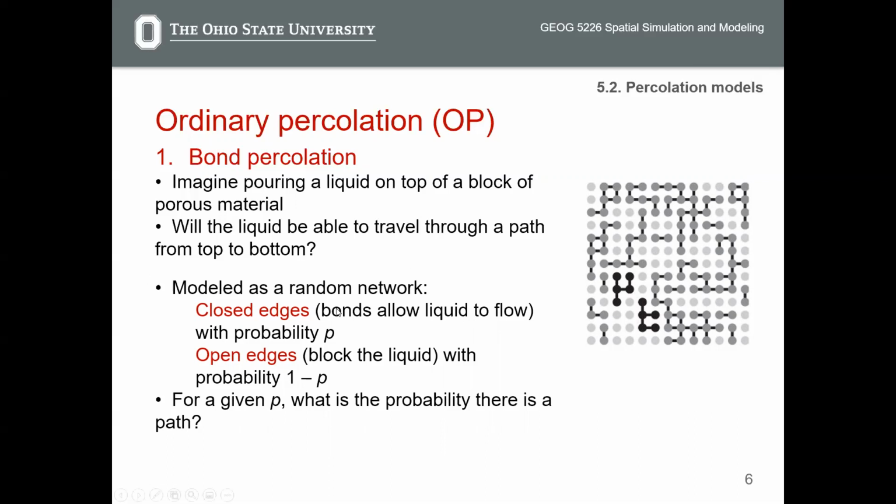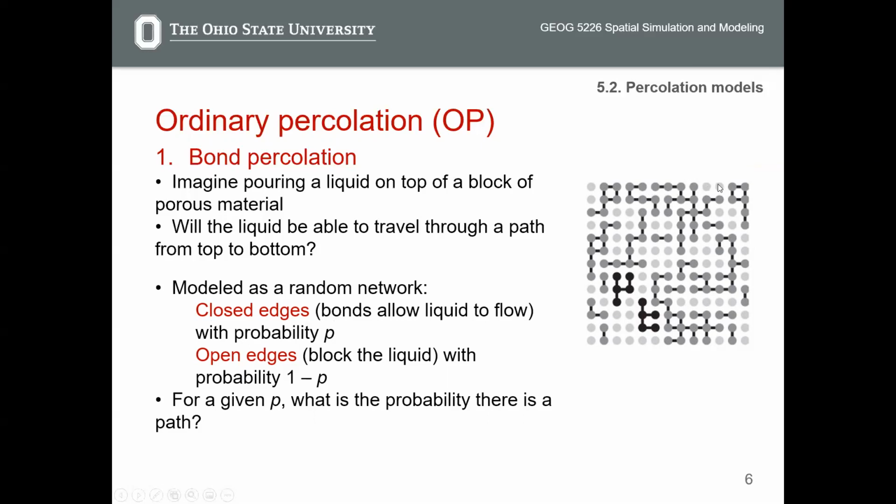But you should know that this percolation is called bond percolation for a reason. The special part of bond percolation is that you can see some locations are connected by solid lines, which means there is a bond between locations. And other locations are not connected by bonds. What does it mean? It means that if there are closed edges, or there are bonds, these bonds allow liquid to flow from one location to another. Okay, and there are open edges.